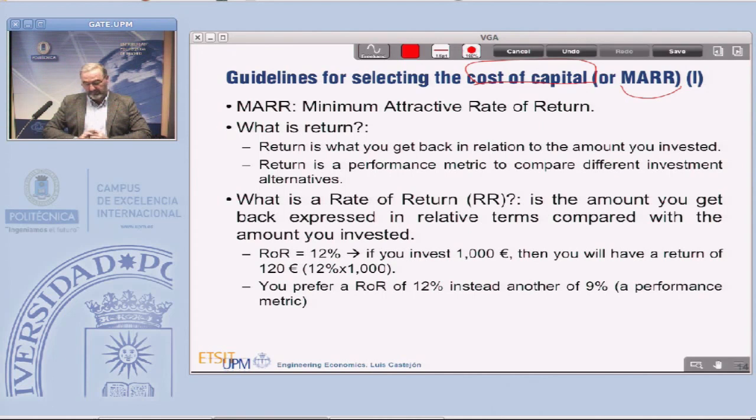What is the rate of return? As we have explained, it is the amount of money you get back expressed in relative terms compared with the amount you invested. For example, when I say the rate of return is 12%, how do we use this rate of return? In this case, if you invest 1,000, then you will have a return of 120 euros, which is 12% of 1,000 euros. You will prefer a rate of return of 12% instead of another of 9%. So this is a performance metric.